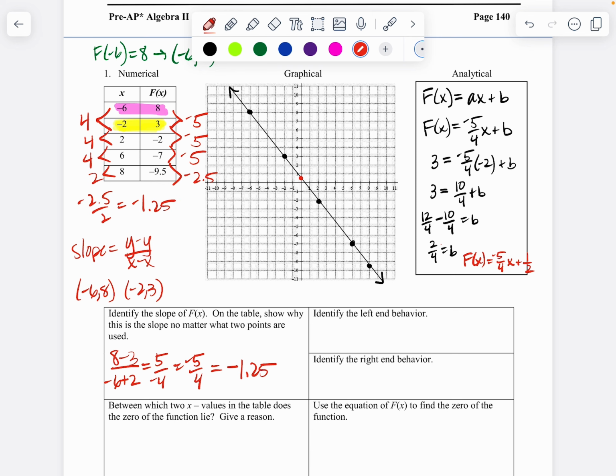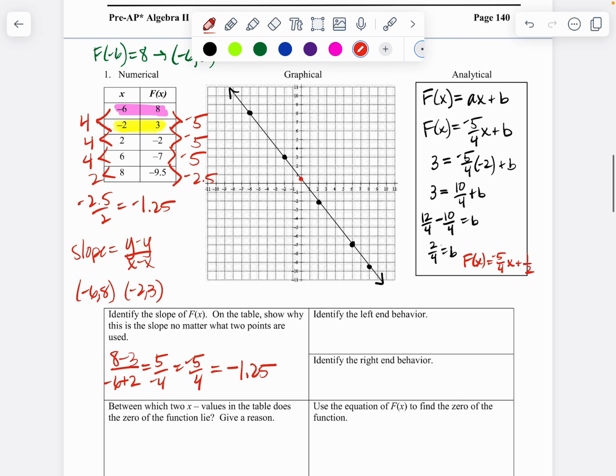Okay? All right. Identify left-end behavior. That's what we just talked about. Left-end behavior is the behavior as x heads out to really small values, to negative infinity. So as we go out to the left on this function, what are my y values doing? They just keep going up forever and ever and ever.